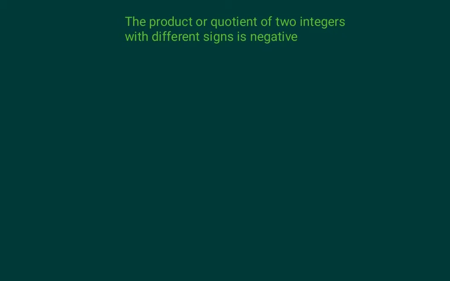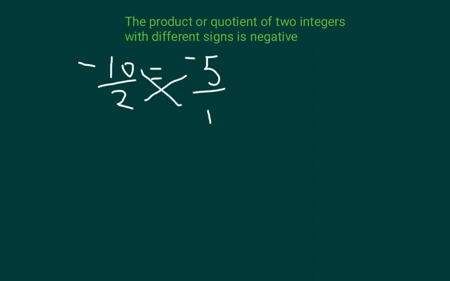The product or quotient of two integers with different signs is negative. So if we have negative 10 divided by positive 2, that would, according to this rule, result in negative 5, which we can prove to be true by cross-multiplying. Multiply 2 times negative 5, and we get negative 10. Multiply negative 10 times 1, and we get negative 10. So it proves that it's true.